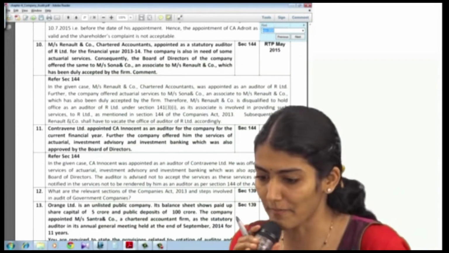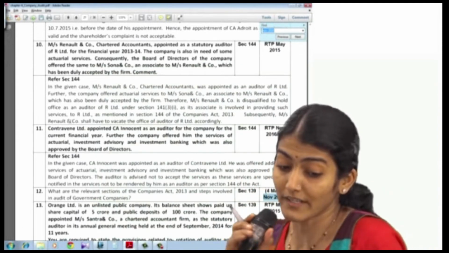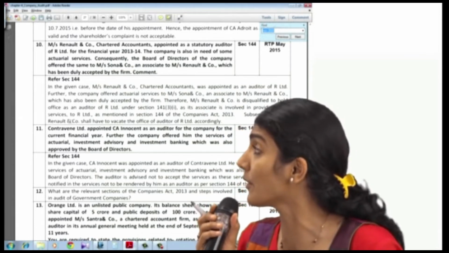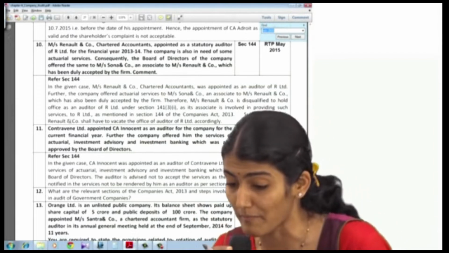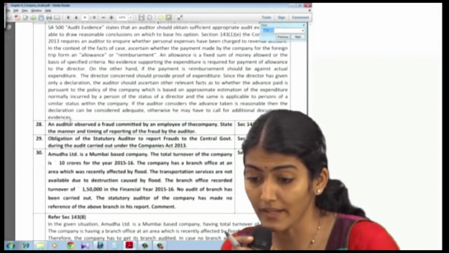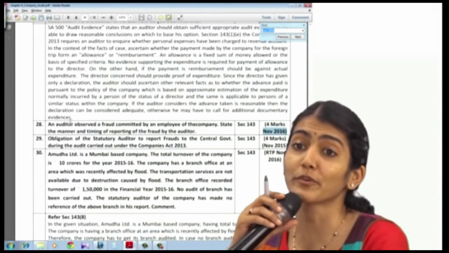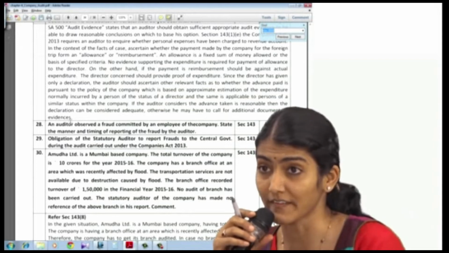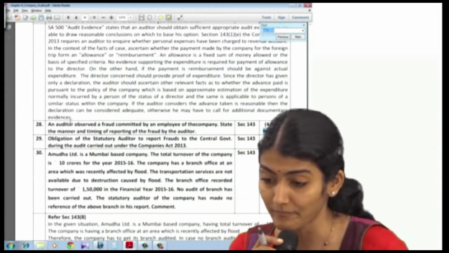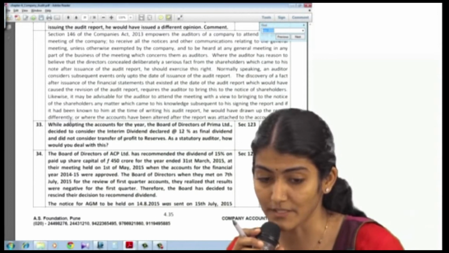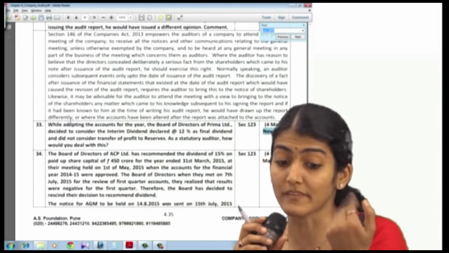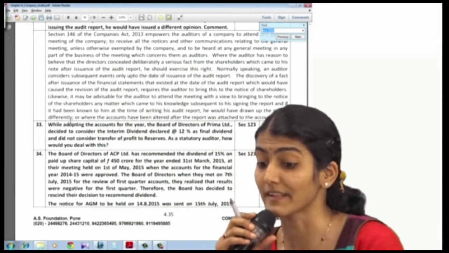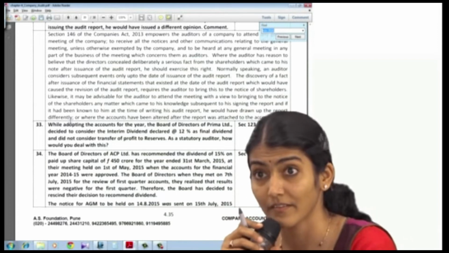Keep a track. 4 marks. Then this is RTP. Question number 12: What are the relevant sections of the Companies Act and steps involved in the audit of government companies? That's more 4 marks, so that's 8 marks. Then the next one is duty to report fraud to CG, 143(12). So more 4 marks, so 12 marks. Then this is RTP: while adopting the accounts, interim dividend, so that's again 123 to 127. That's another 4 marks, so that's 16 marks.